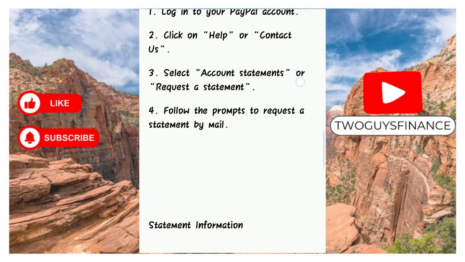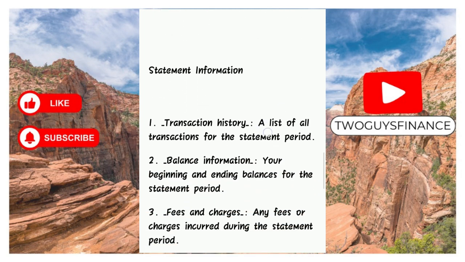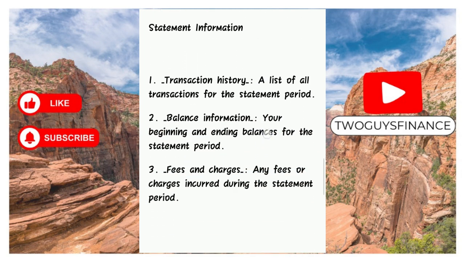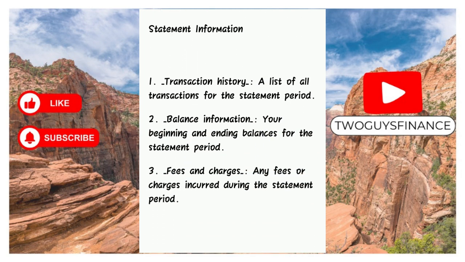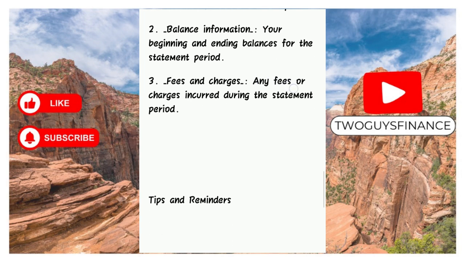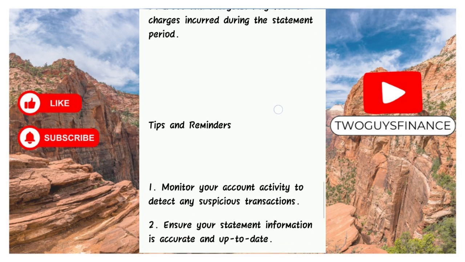Now, what you need to understand about statement information is, first, you're going to have transaction history. So it's a list of all transactions for the statement period, and then it contains your balance information. So your beginning and ending balance for the statement period are going to be made obvious. And of course, there are the fees and charges. So any fees or charges incurred during the statement period are going to be visible. So that's very useful to have.